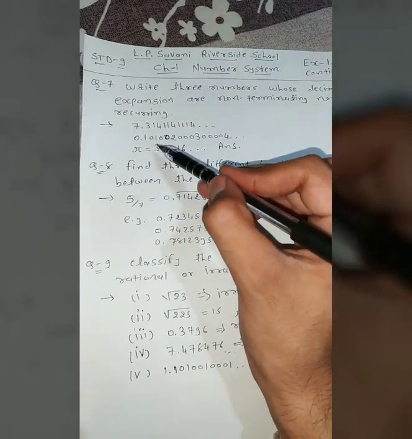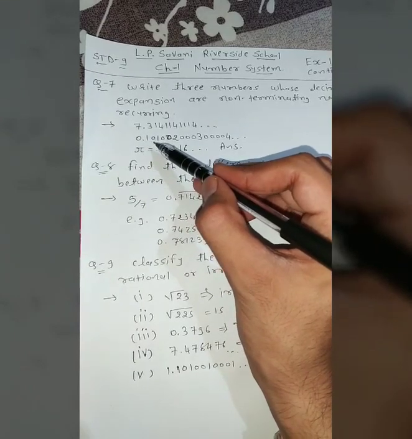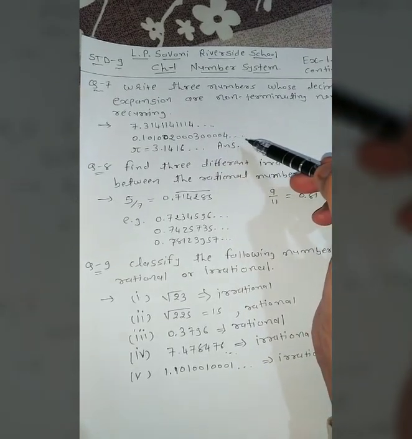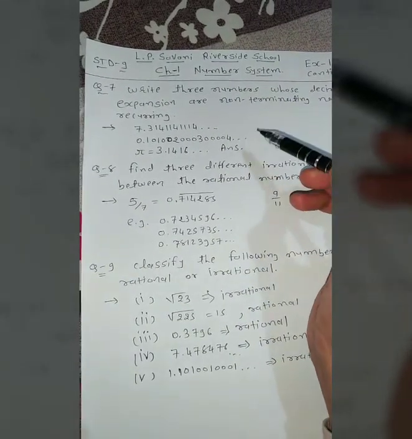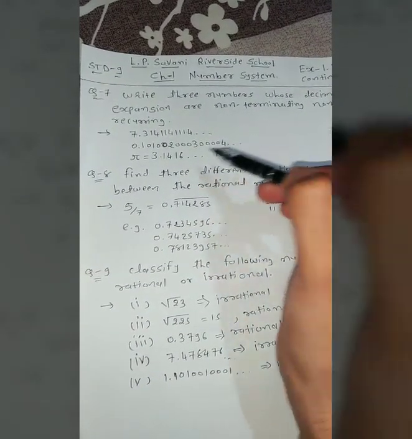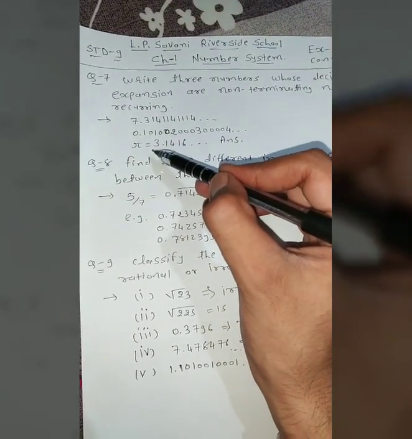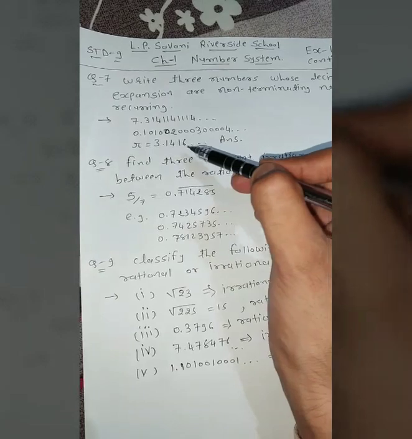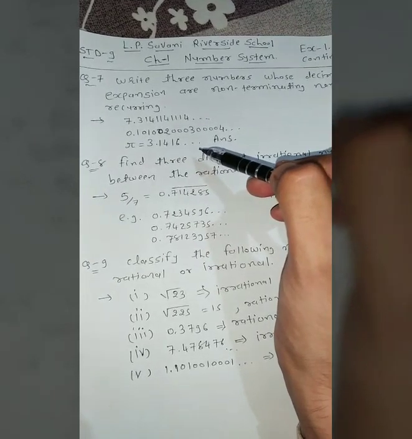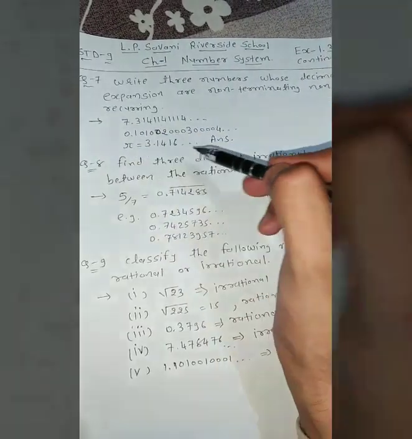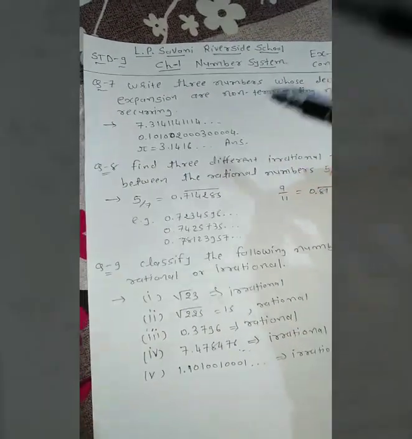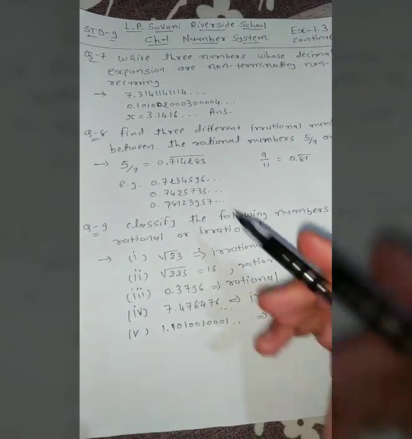Let's take another example: 0.1010020003... These are non-terminating numbers because the digits after the decimal expansion go on without end. Then let's take another example, pi. Pi is 3.1416 up to infinity; this is the decimal expansion of the value of pi. So in this way, these three examples are non-terminating. You can write any other example also. These are just examples.